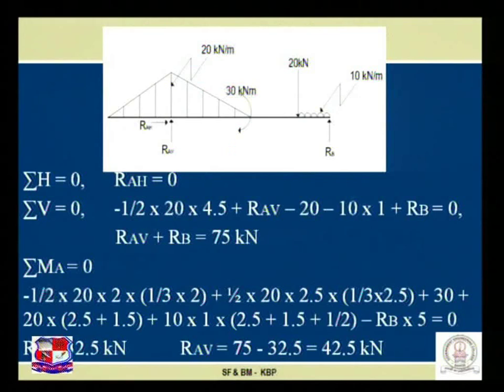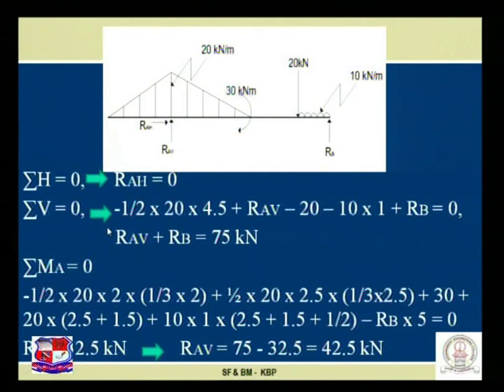Let us proceed further. Recall step number 1. Step number 1 for us is to find out the support reactions using the 3 equilibrium conditions. So now let us proceed for the same. See in this PPT. Sigma H is equal to 0. As such, all loads are vertical and one moment is acting, not a single force which is acting horizontally. So RAH is equal to 0.